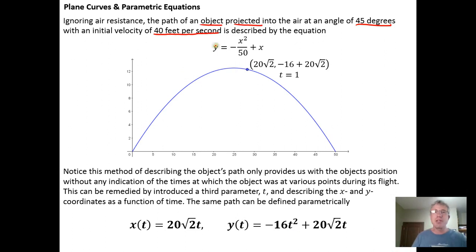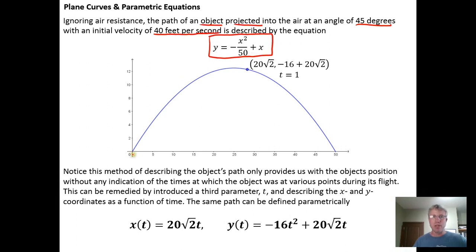And if you work this out, the rectangular equation, the equation in terms of x and y, that describes the flight path of the object that's projected is given by this equation right here. So y equals negative x squared over 50 plus x. So a downward opening parabola.